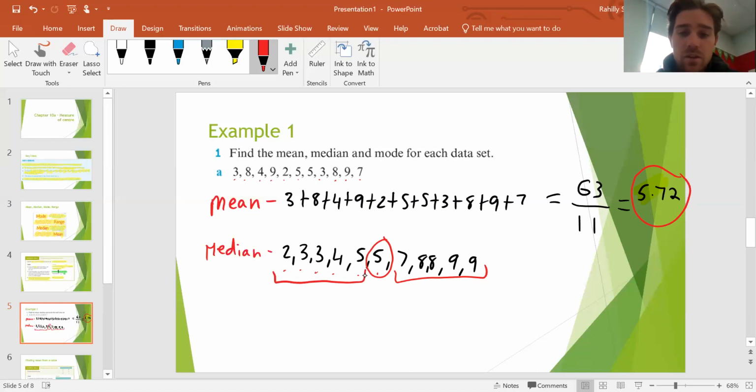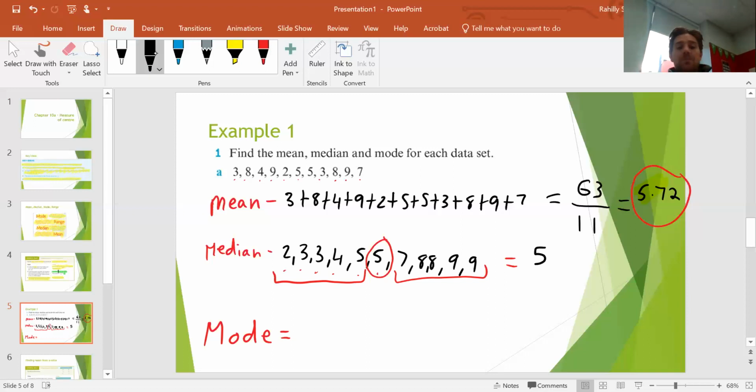So our median equals 5. Okay. Now our mode is just the most common number in that set of data. So at the moment, we've got 2 3s, 2 5s, 2 8s, and 2 9s. So our mode is just 3, 5, 8, and 9. That's how you do it.